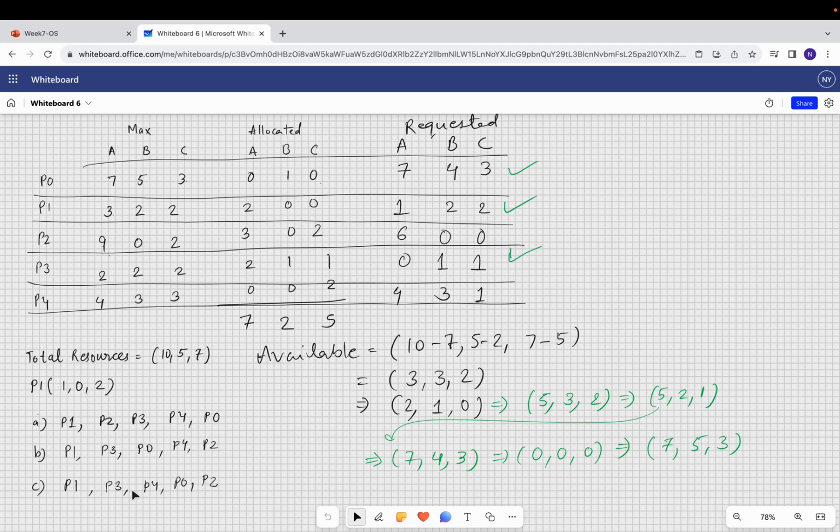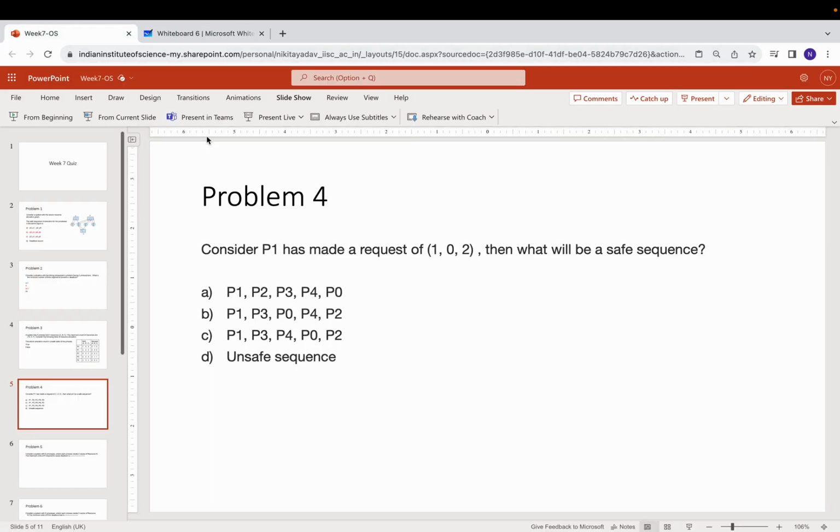Similarly, we could have executed P4 in place of P0 also, because it requires 4, 3, 1 units, and we had 7, 4, 3 units available. After you have executed P4, the available resources are only increasing because it is releasing 2 units of C. So then you can execute P0 also, and finally you can execute P2. So option B and option C both are safe sequences.